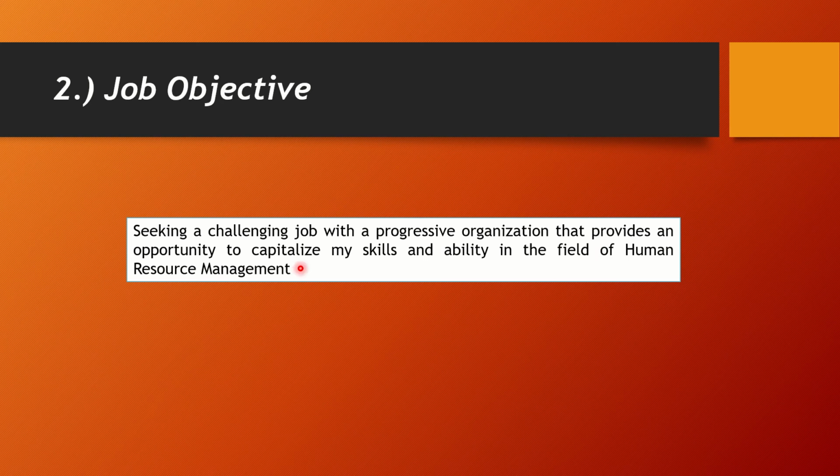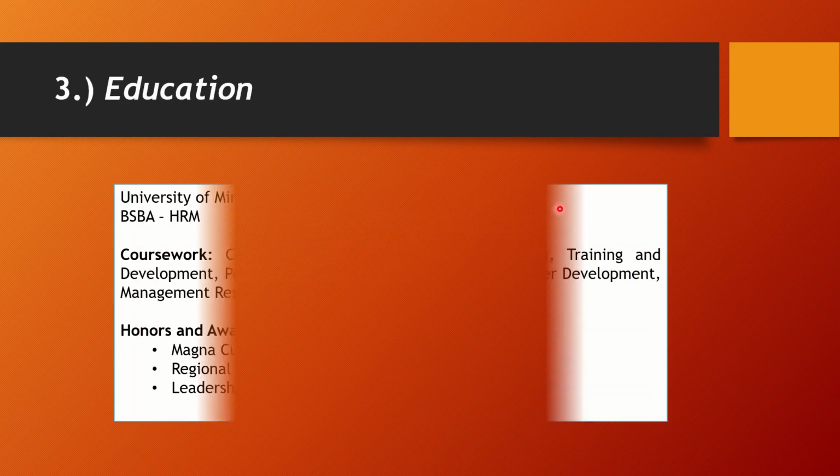So, we would assume that the company is looking for an employee under human resource management. So, the applicant says he is looking for a challenging job where he can use his skills and abilities in the field of human resource management. In this way, there is a match, no, between the job vacancy and what you can offer to the company. The third part is the education.